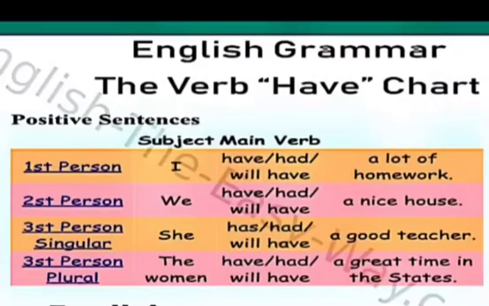Yes, in the same way: I had a lot of homework. We had a nice house. She had a good teacher. Then, the women had a great time in the States. Yes, in the same way, we should use have as well as has. Look at another one.